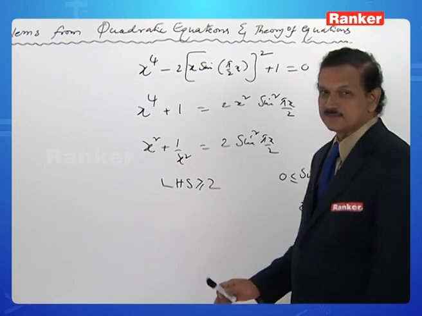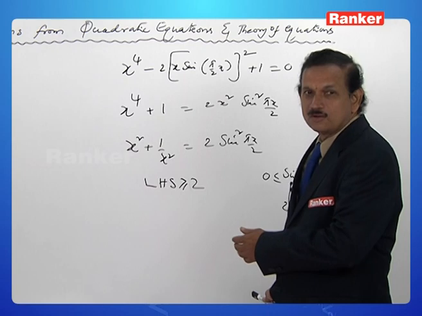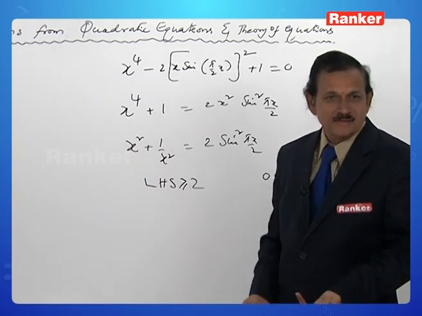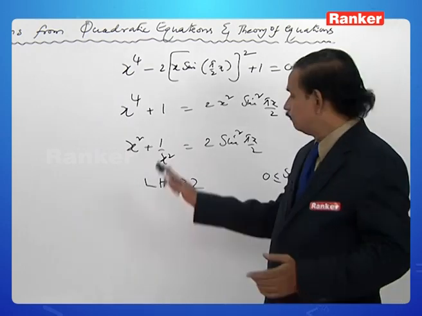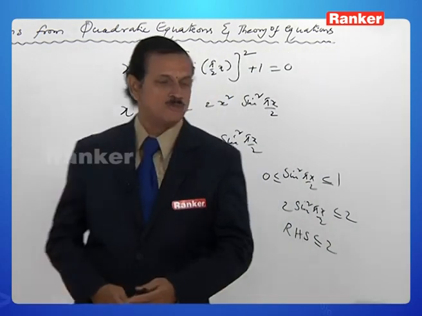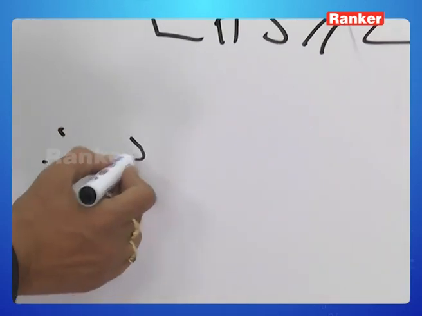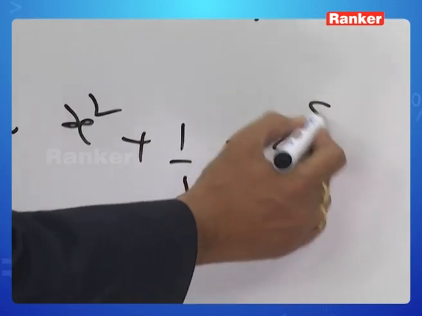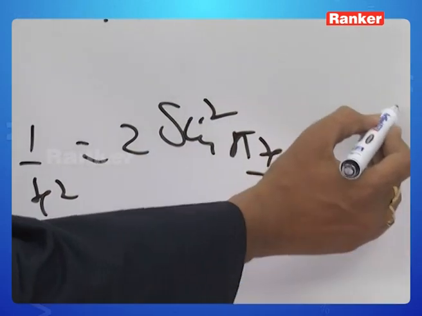Observe the two quantities: this is greater than or equal to 2 and this is less than or equal to 2. But these two are becoming equal. When can it happen? It can happen when and only when both of them are equal to 2. That's all. Otherwise, this would be a contradiction. Therefore, x square plus 1 by x square is equal to 2 sine square pi x by 2 is equal to 2.